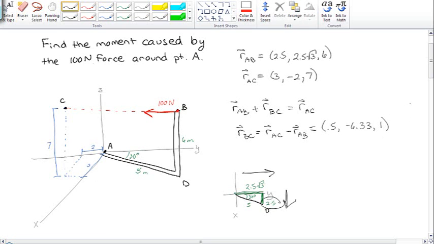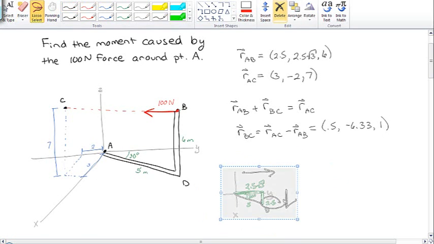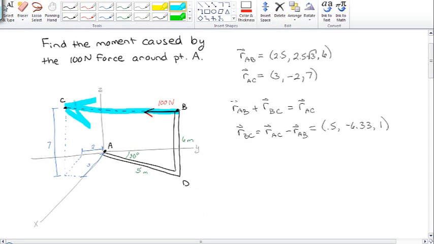Alrighty, and I don't need this anymore. Now that I have R from B to C, this is going to help me find the force notation for this vector here.